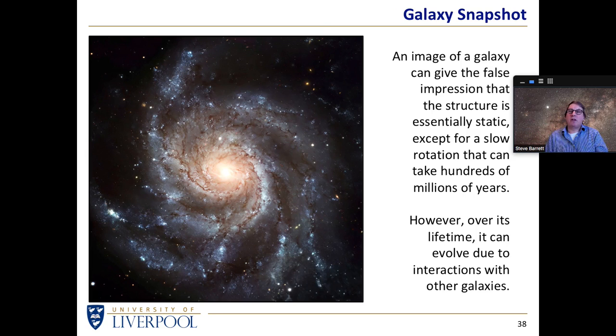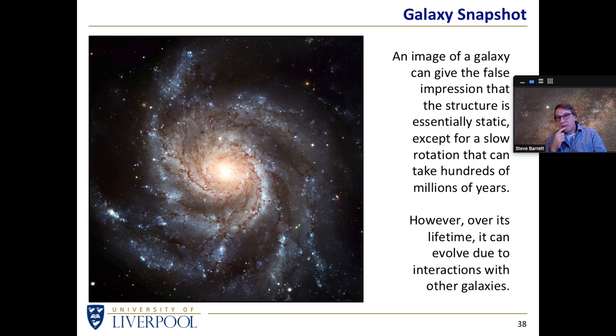So when we look at an image like this on the left-hand side, we can get this false impression that galaxies are rather static. Beautiful structure though it may be, yes, we know that galaxies rotate, but they rotate over, I don't know, hundreds of millions of years typically. And so over a human lifetime, they seem to be essentially static. And it's easy to get fooled into thinking that they don't actually change much, other than if we come back in 100 million years, maybe that galaxy will be upside down because it will have rotated a little bit.